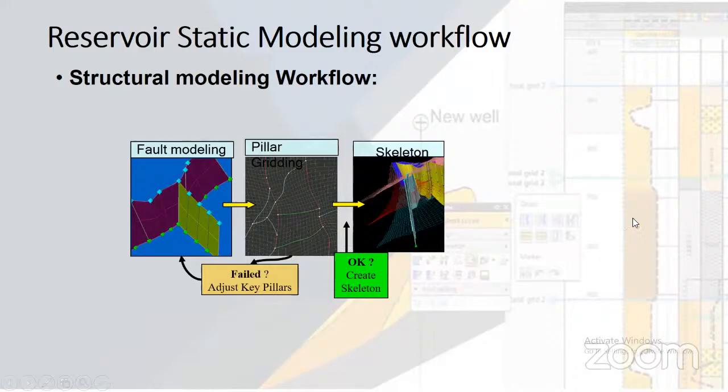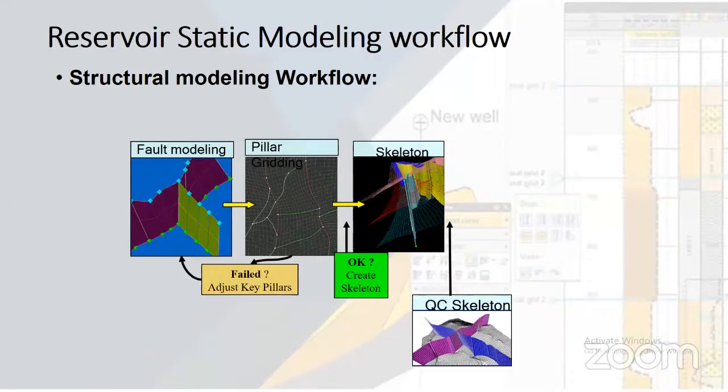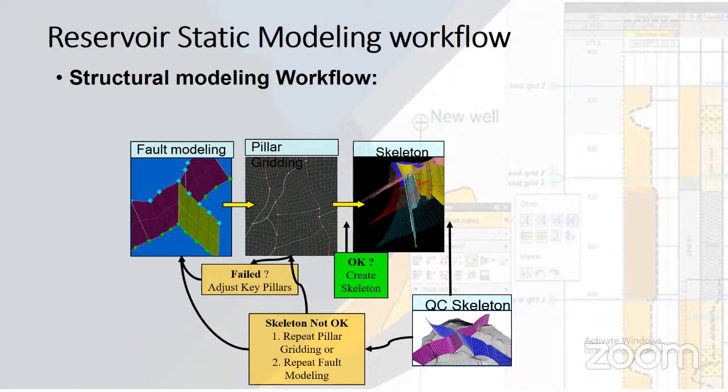If the pillar gridding fails, or we have some distortion in building the XY grid, so we go back to the fault modeling and adjust the faults and see what is wrong with our fault modeling. Okay, if the pillar gridding is okay, we can go to skeleton building. Then we will QC the skeleton. In some cases, we have distortion in the skeleton. So in that case, we will go to the pillar gridding and fault modeling to see what is wrong in the pillar gridding and the fault modeling.